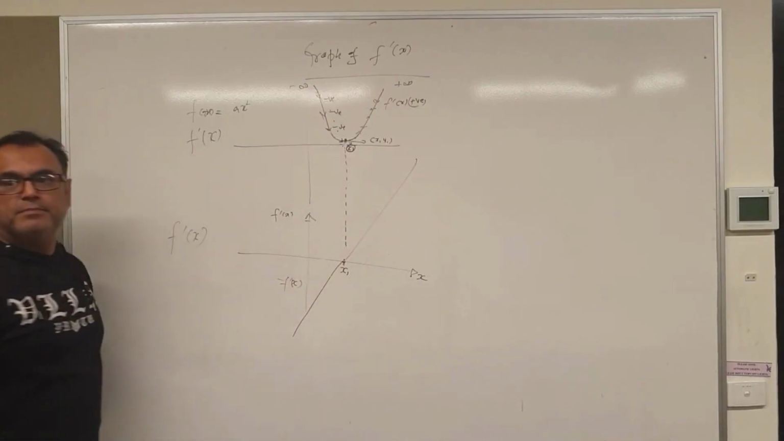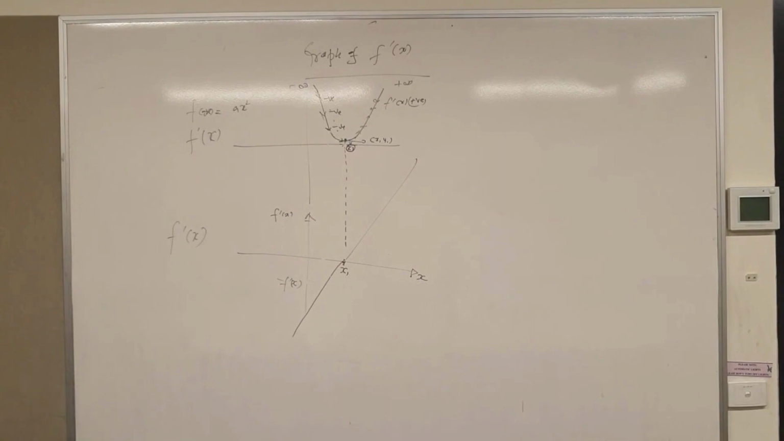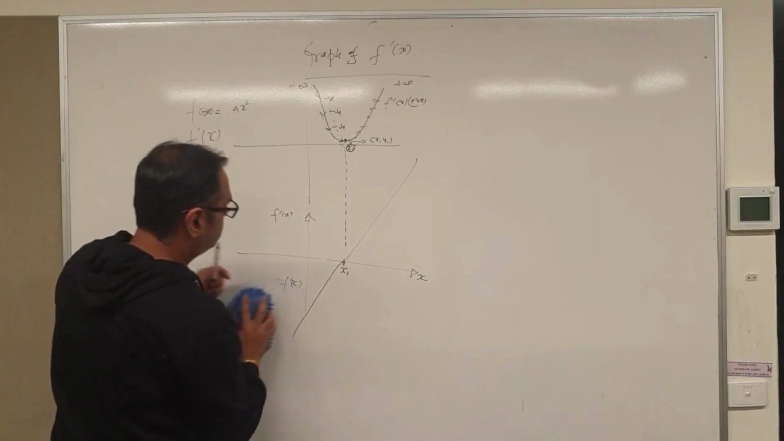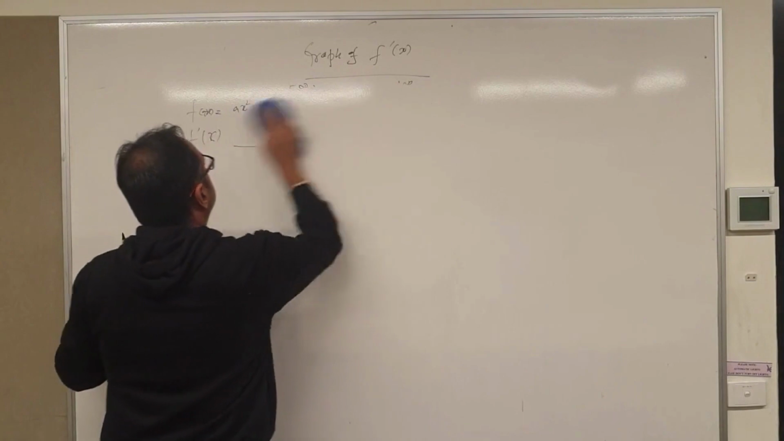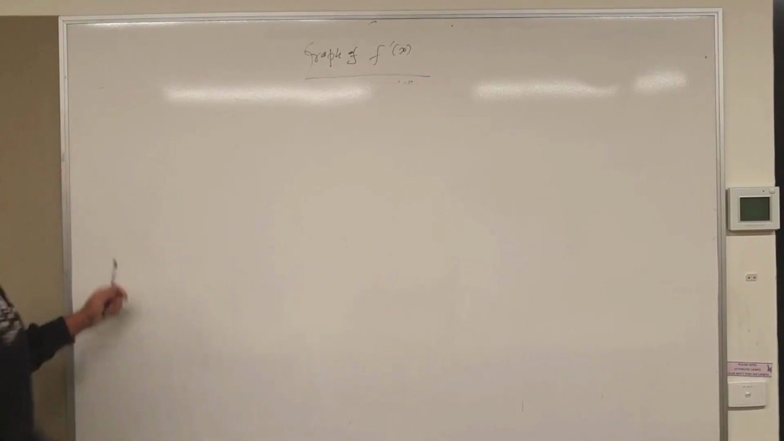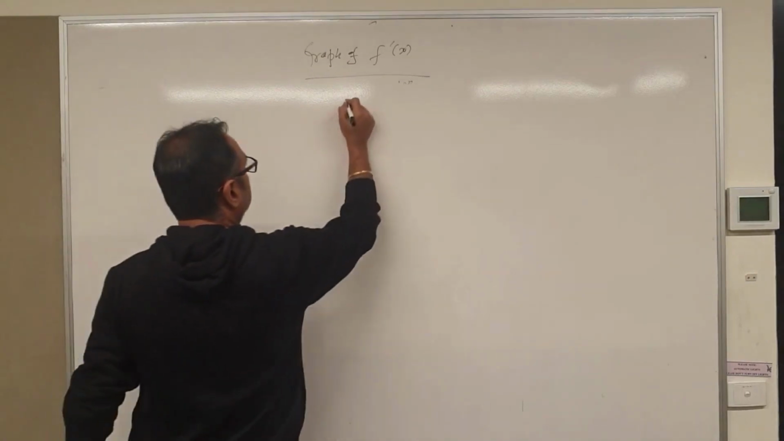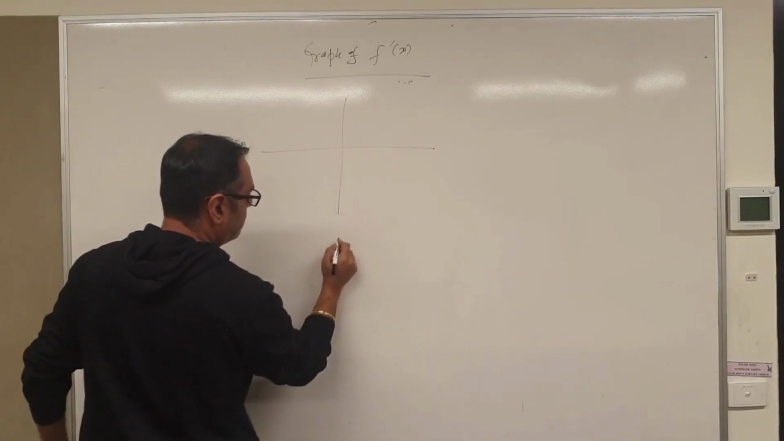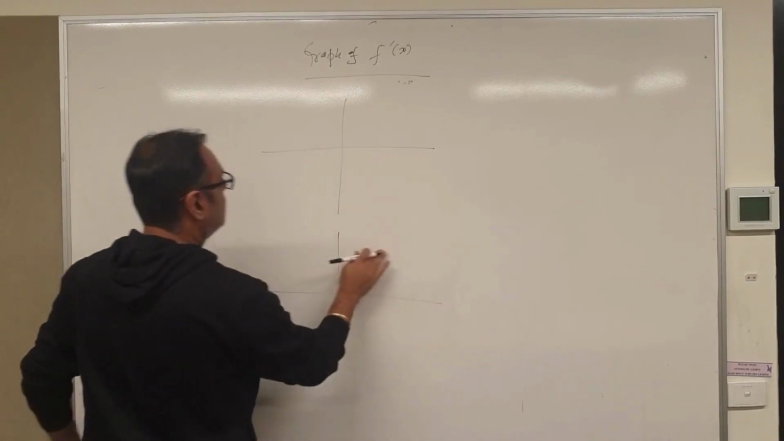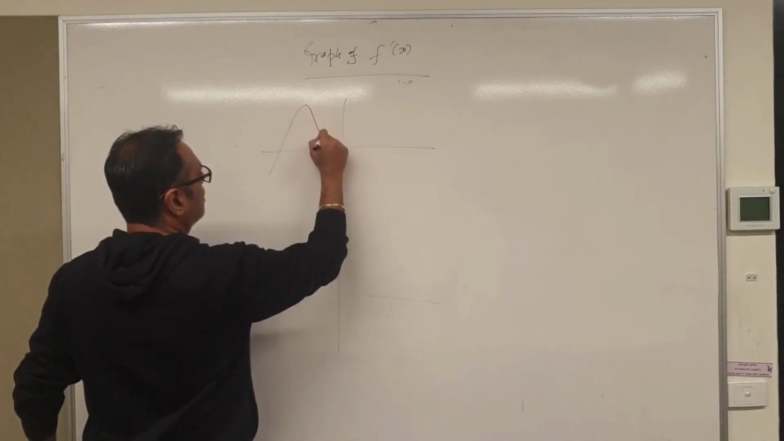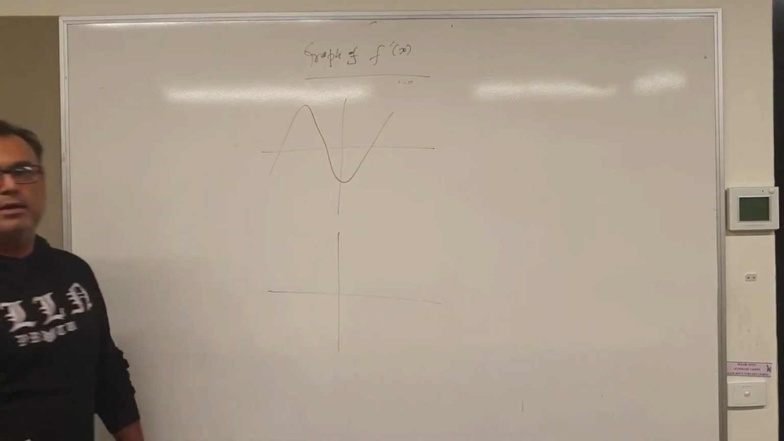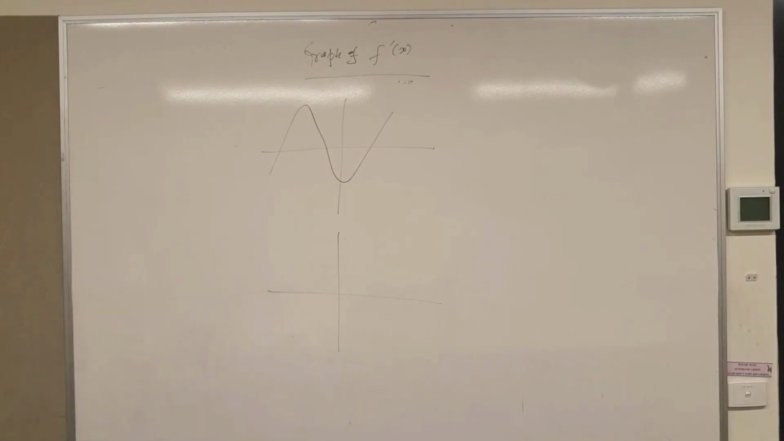The parabola has become a linear. Let's try to do one more. I'm taking this off the board now. Let's do a cubic. So let's say it's gone here. Let's say we've got something like this, right?